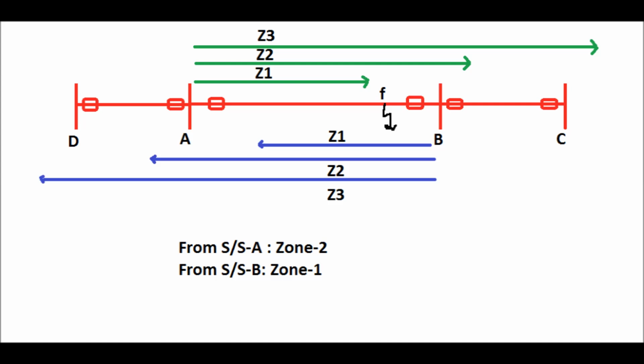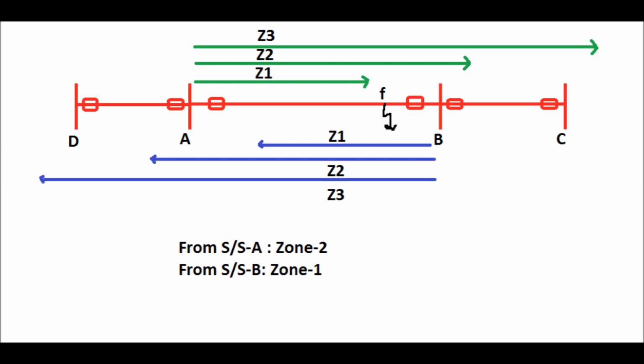So zone 1, zone 2 and zone 3 reach of substation A end has been shown by green line. Zone 1 is 80% of the protected line length. Here the protected line length is the line section AB, and zone 2 is 120% of the line length for a single circuit line. If it is a double circuit line, then it will be the protected line length plus 50% of the next shortest line. Again, zone 3 is in order to cover the next longest line. So zone 1, zone 2, zone 3 reach from substation A end has been shown by green line.